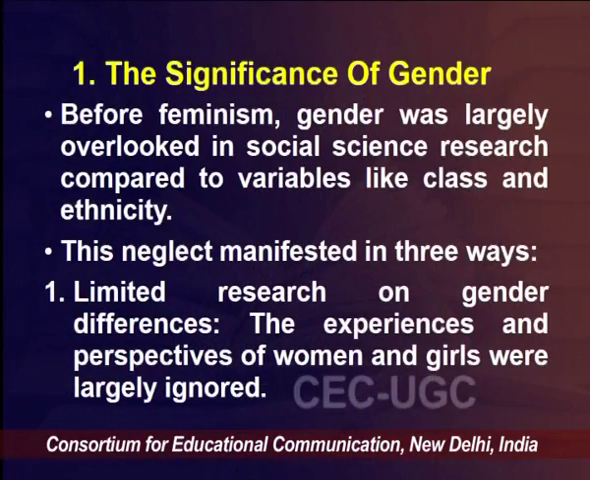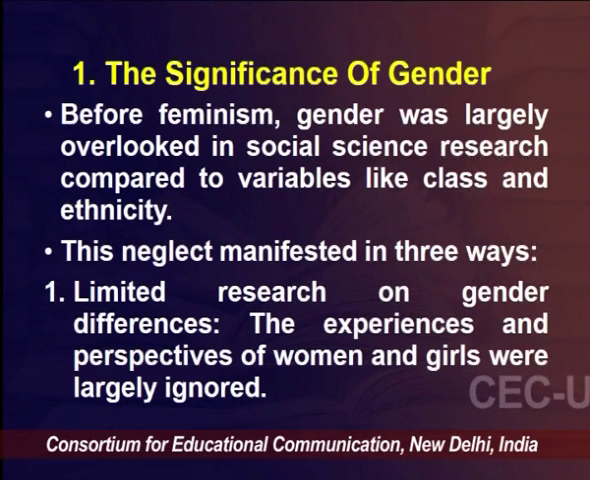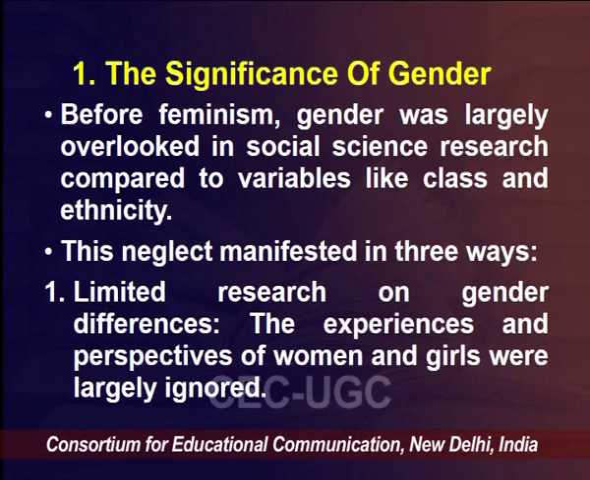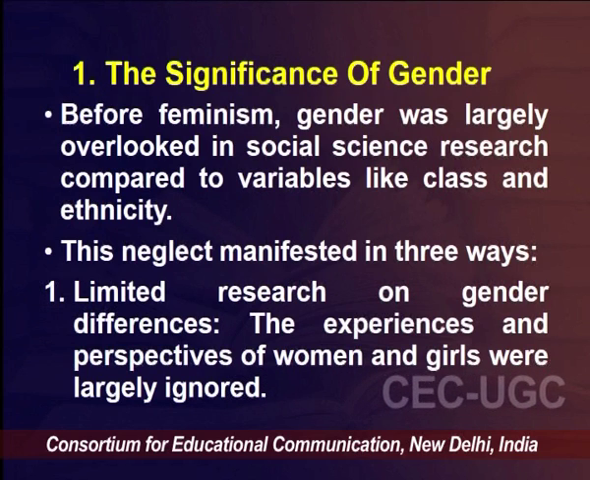So, let us look at how Hammersley does a critical evaluation of the 4 core themes of feminist methodology. Before feminism, gender was largely overlooked in social science research compared to variables like class and ethnicity. This neglect manifested in 3 ways. Number 1, limited research on gender differences. The experiences and perspectives of women and girls were largely ignored.